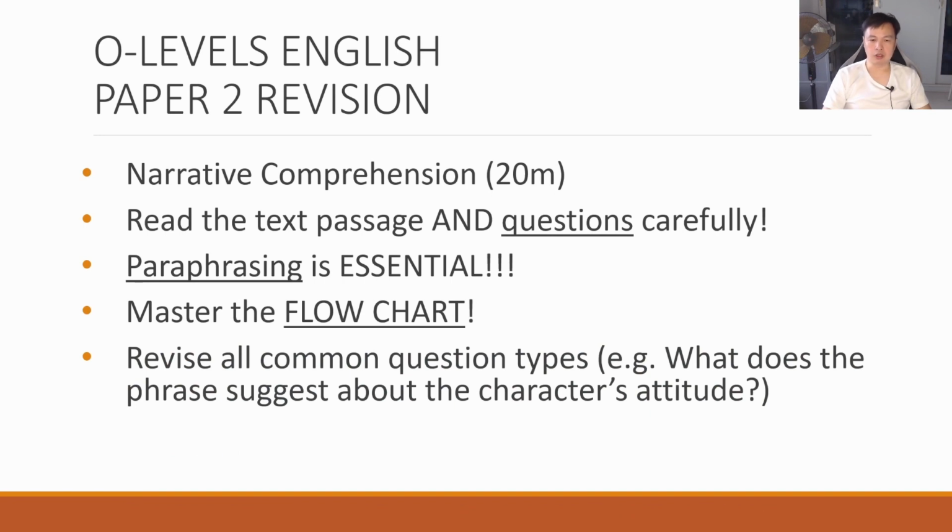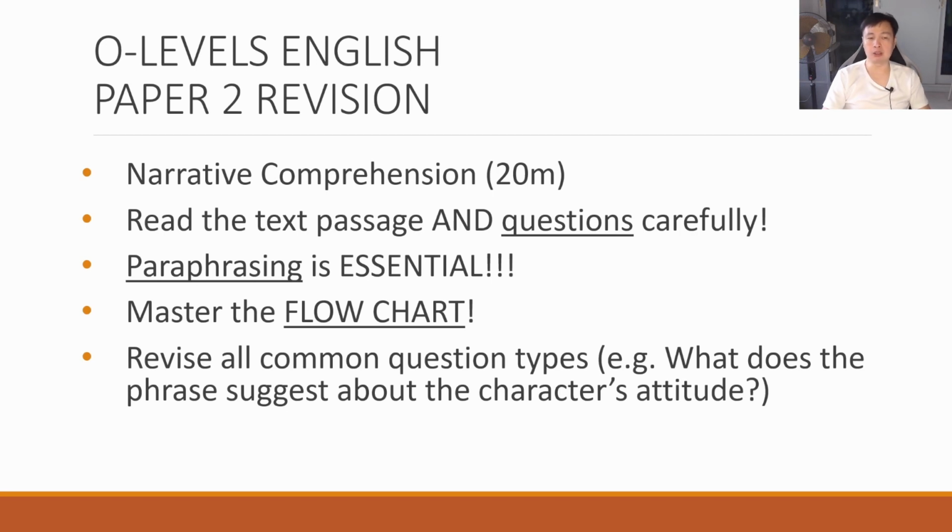And also to revise all common question types, and this is not just for narrative but non-narrative as well. But for narrative, a lot of the question will be based on language. Okay, so now it's a language paper, surprise. Right, so no two ways about it. You have to learn how to tackle or handle language-based questions. Right, for example here, what does the phrase suggest about the character's attitude? There are some technicalities involved. If you don't know how to form the answer to such a question, go back and revise, right? Make sure you understand the technical aspects of the paper as well.